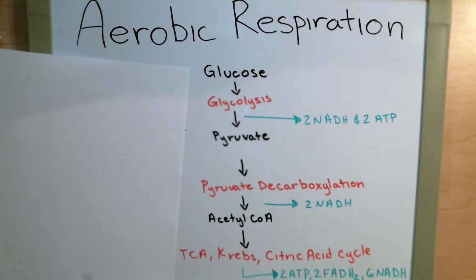Hi everyone, in this video we're going to go over aerobic respiration, one of the components to metabolism. In the color black are the molecules that are going to go into any given process, red is the process, and green is what we get out of those processes.